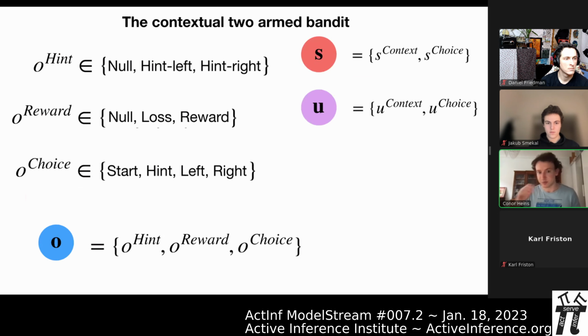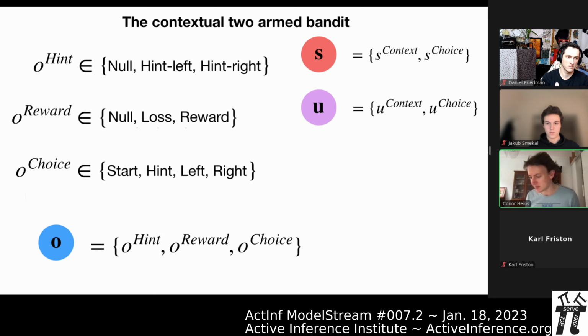Okay, so now let's review the observation modalities and their different levels. The first modality is the hint modality, which can either give the outcome of null, like I'm not at the hint state, so I'm getting no sensory information from that channel, a left is better hint, hint left, or a right is better hint. And they're just named that because we'll see in the A matrix how seeing that observation relates to the state of the context.